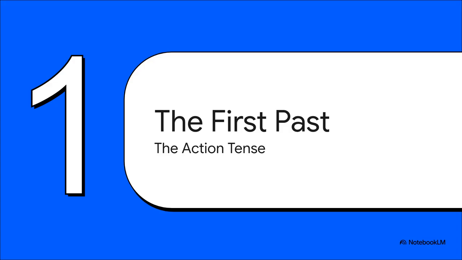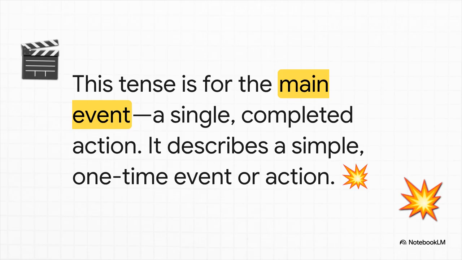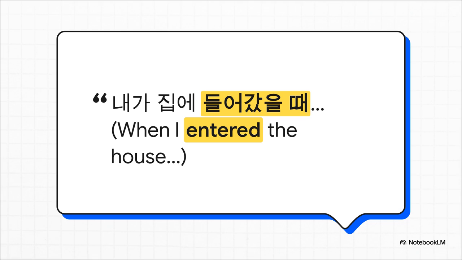Let's talk about our old friend, the passé composé. Just think of this tense as your story's action hero. This is the tense you use for the main plot points. It's for telling someone what happened, a specific event that started, finished, and is totally done. It's the headline of your story. So, for example, when I entered the house, bam! It's an action, it happened at a specific moment, and it's over, done, and dusted. Remember that feeling, a single, completed event.